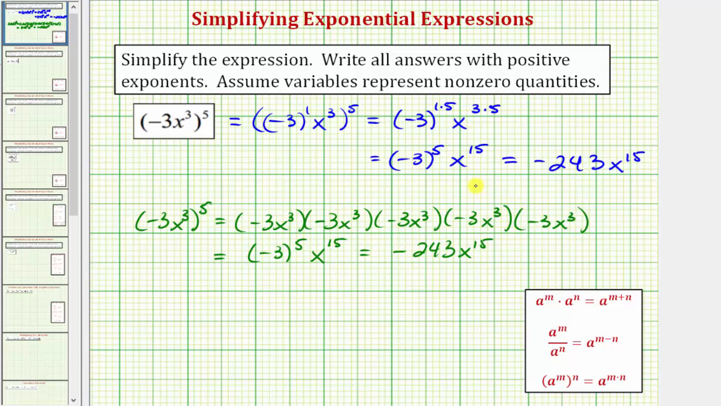So as we can see from these two methods, applying the power to power property allows us to simplify this exponential expression much faster, but as long as you know what an exponent means, we can always expand and simplify as well. I hope you found this helpful.